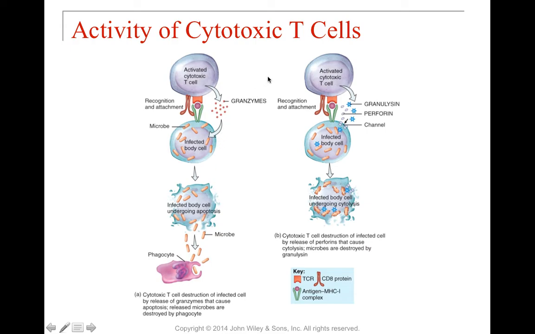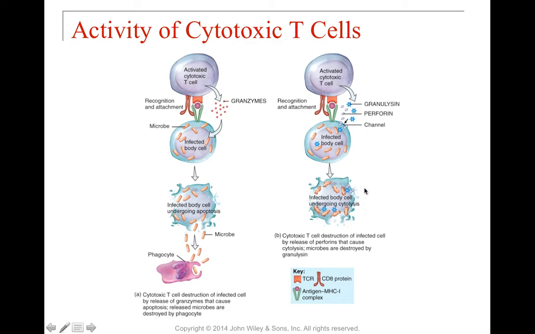There is a little bit of a difference from a different method that the cytotoxic T cells can take, whereby we are going to secrete granulysin and perforin. Perforin puts holes in and makes channels, which is going to allow the granulysin to come in. The granulysin is not only going to cause apoptosis of the actual infected body cell, but also cytolysis. This is apoptosis, or programmed cell death. This is cytolysis, or cell bursting.